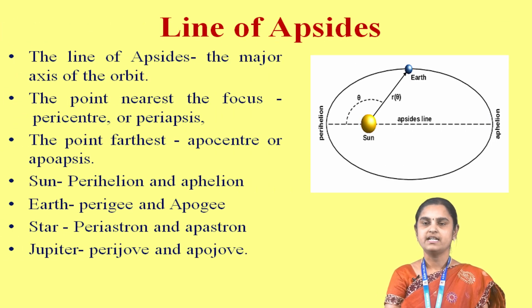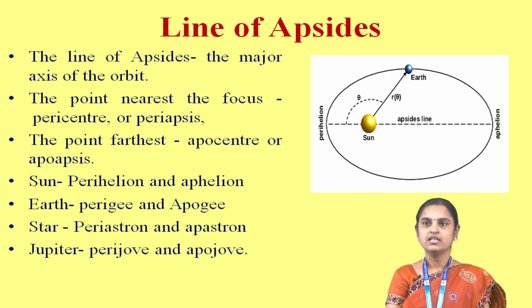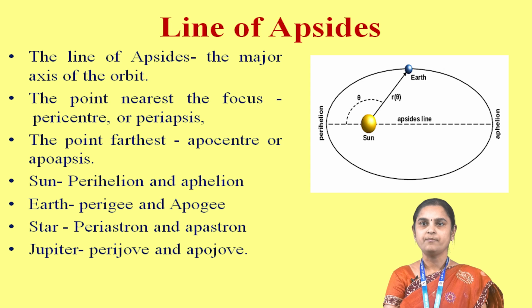The line of apsides. So what is the line of apsides? Apse, in astronomy, is either of the 2 points on an elliptical orbit that are nearest to and farthest from the focus or center of attraction. The line of apsides connecting the 2 points is the major axis of the orbit. The point nearest the focus is the pericenter or periaxis.